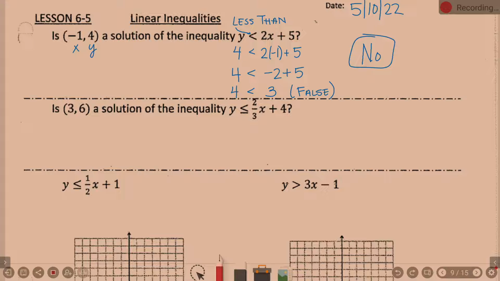Okay. Except what does multiplying something by 2/3 do? We've got to try it, right? He's got his guess back there. Remember, 3 and 6 are my x and y respectively. So I'm going to write this as 6 less than or equal to 2/3 times 3 plus 4.